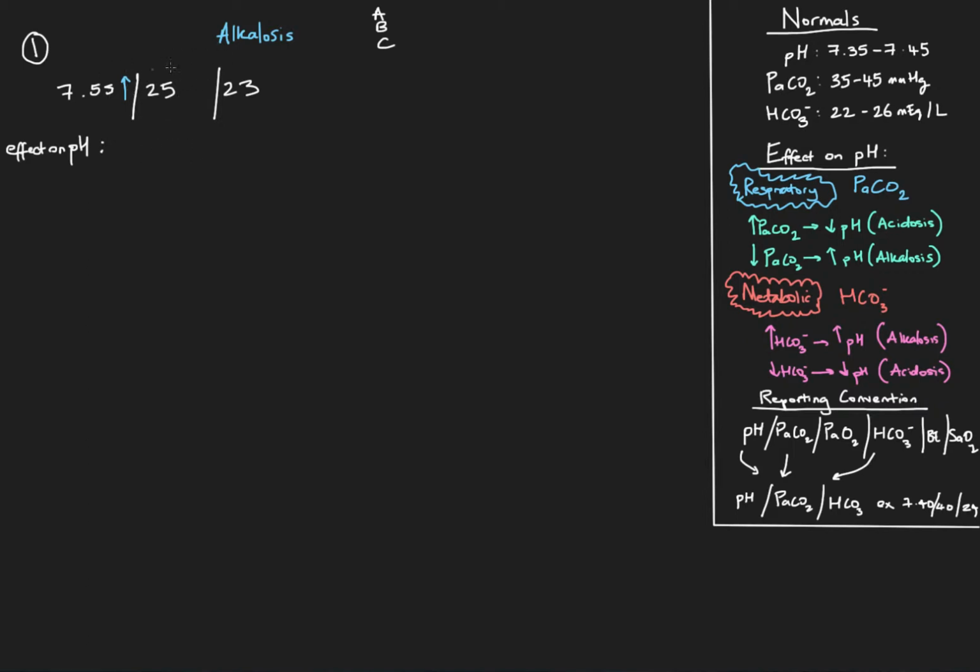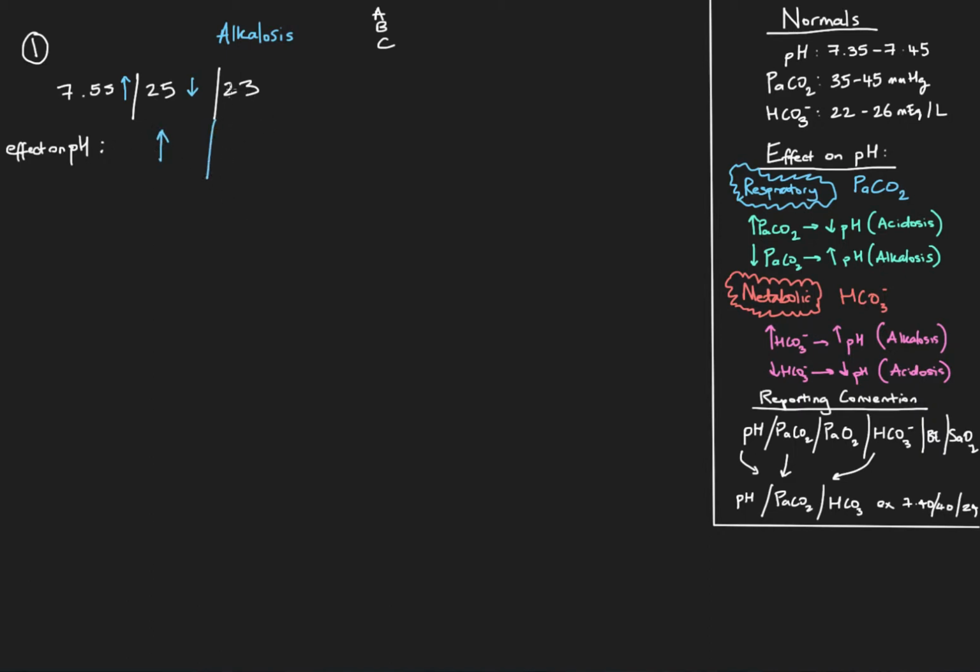So now let's look at our CO2. Our CO2 is 25 here. We can see from our normal value that that's well below our normal range. So our CO2 is decreased. Now down here, what effect does that have on the pH? What does a decreased CO2 do to the pH? We know here that if you decrease your PCO2, you increase your pH. Okay, so the CO2 is increasing our pH.